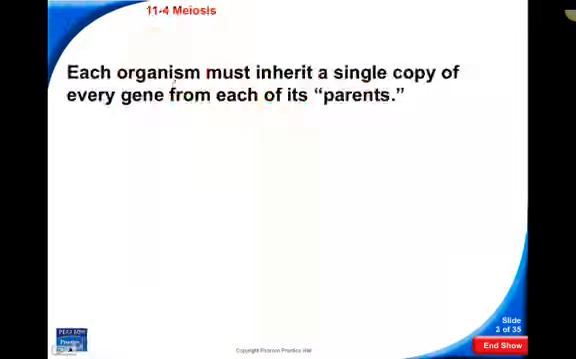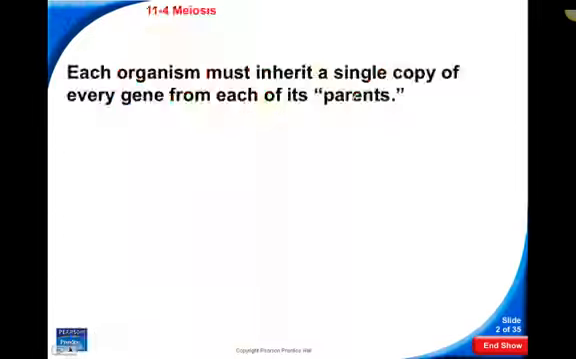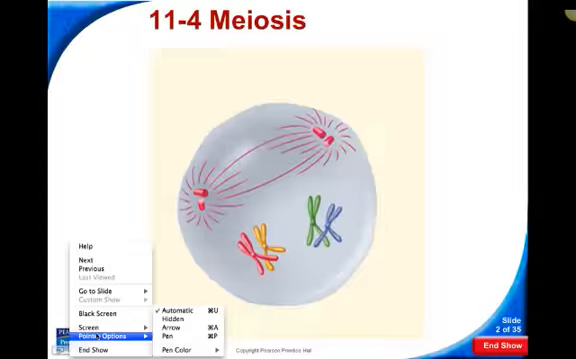Okay, so every organism must inherit a single copy of every gene from its parents. And you know this because we've been doing Punnett squares where every offspring inherits an allele from mom and an allele from dad. It can inherit a dominant allele for red hair color from one parent and a recessive allele for hair color from another parent. So you should be extremely familiar with knowing that it has to inherit a copy from each parent. How does it do that?